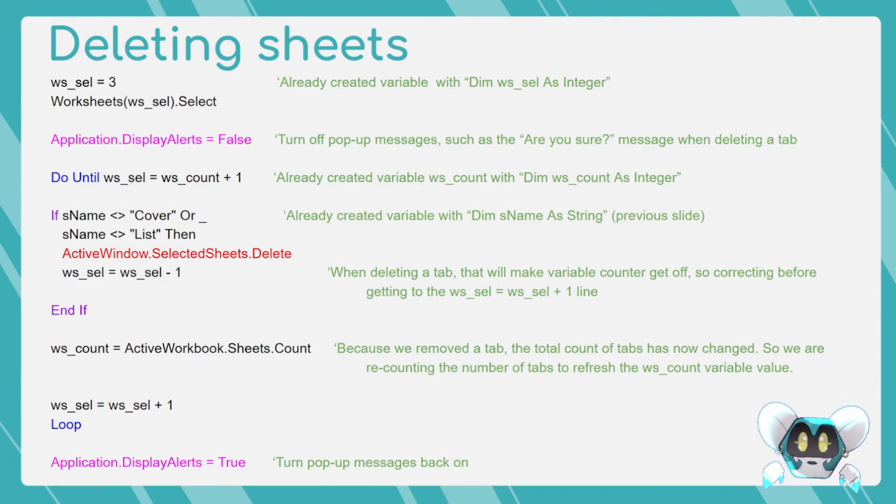If it meets your criteria, then do active window selected sheets delete, and then because we are deleting a sheet, our sheet counter will then be off. So when we delete a sheet, we are going to take that counter and do -1. So then at the bottom of your do until loop, when you do the worksheet select +1 to prepare for the next iteration of the loop, your sheet counter will not be off.